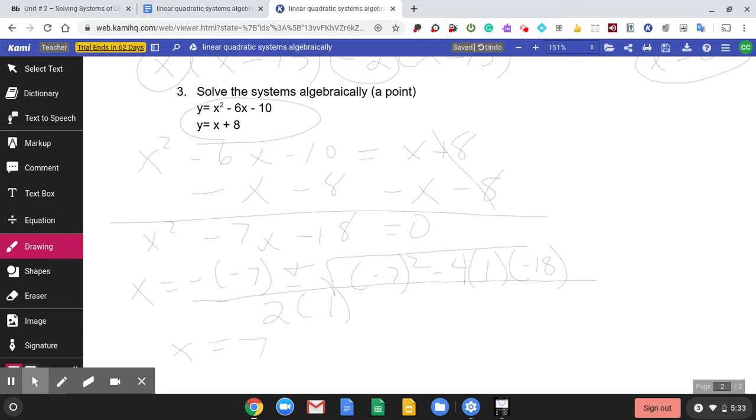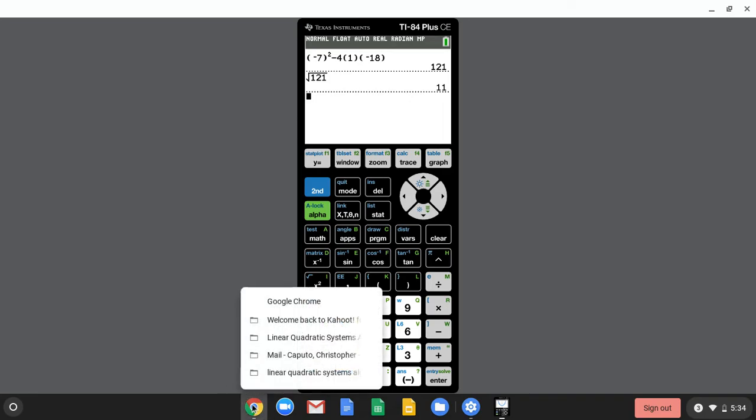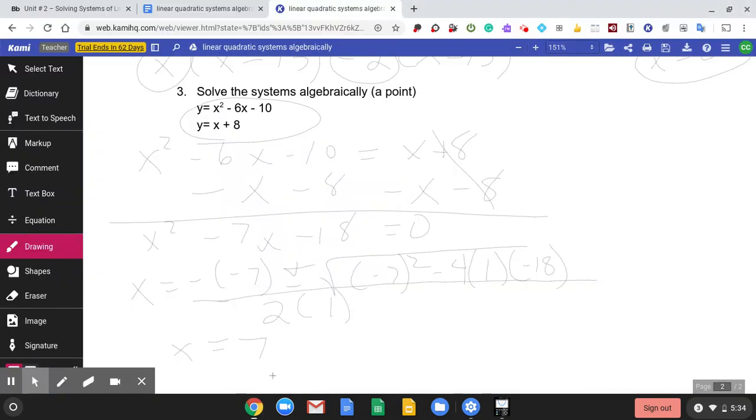A negative negative 7 is a positive 7. And the biggest thing here is you could just plug all this in your calculator. Hopefully it comes out right. So I'm going to do negative 7 squared minus 4 times 1 times negative 18. Answer 121, which when I try it out, is it a perfect square, 121? Yes, it is. It's numero 11. So therefore, we get plus or minus square root of 121 all over 2.